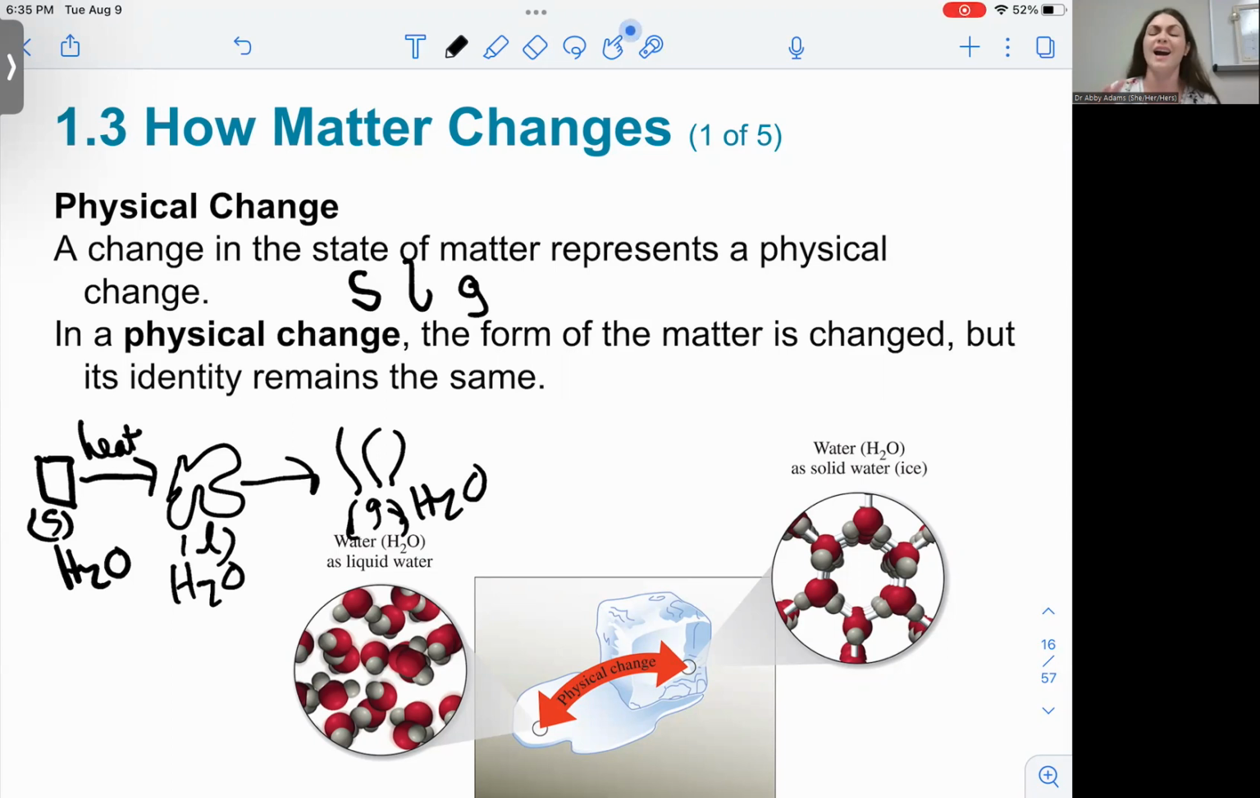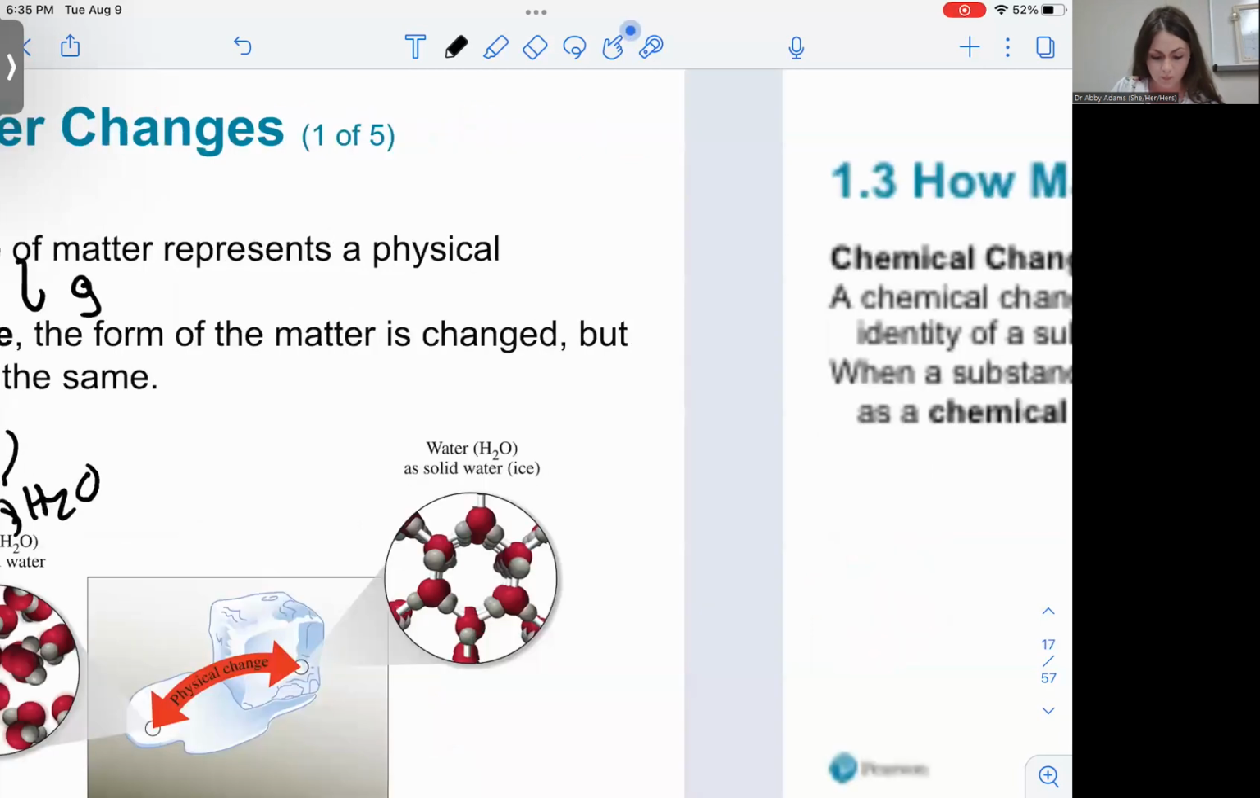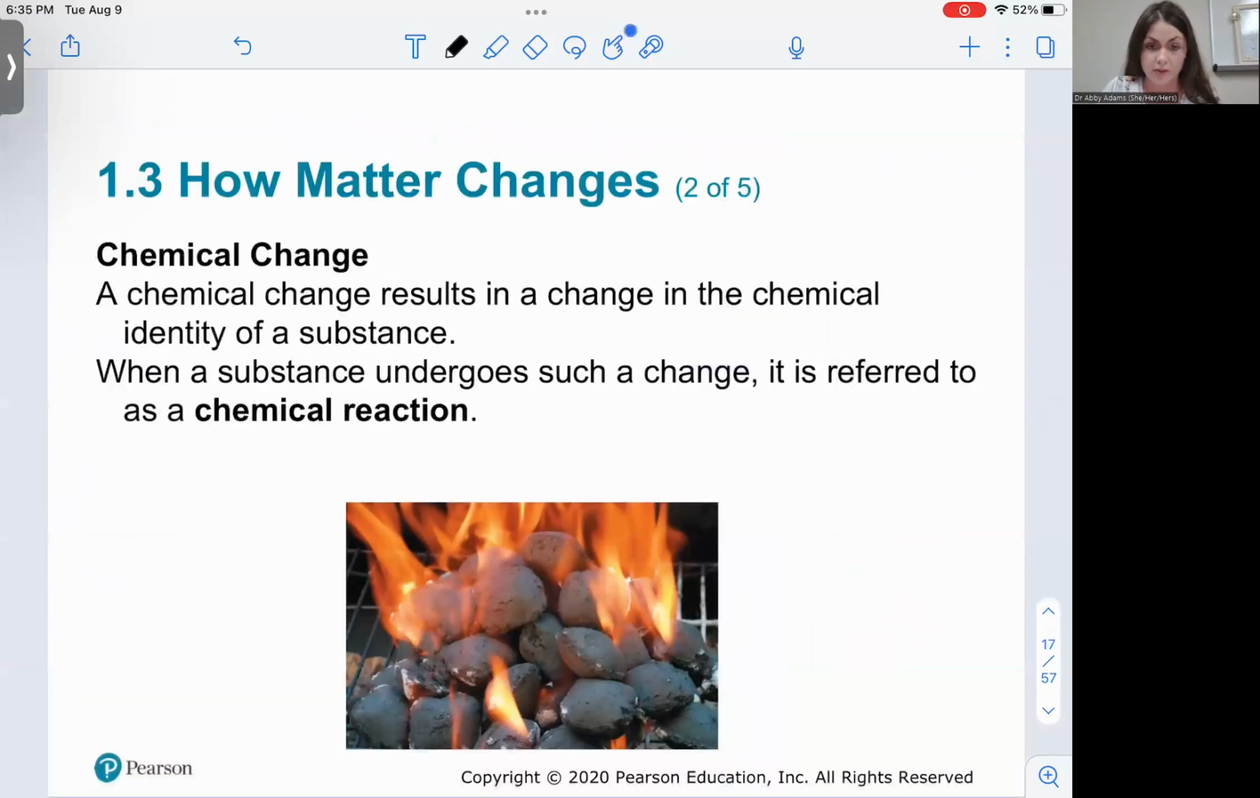And that is in contrast to the chemical change, right? So in a chemical change, it's just like the term suggests. It's a change in the identity of the substance. So in the physical change, the identity is not different. Water is water, no matter whether it's a solid, a liquid, or a gas, right?